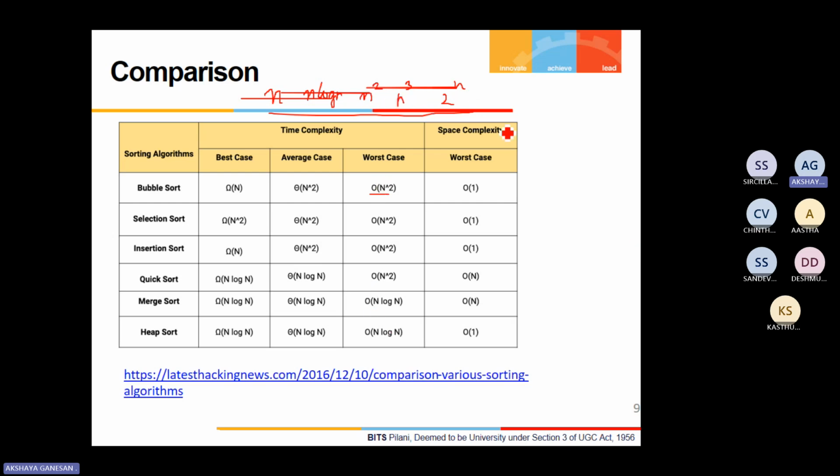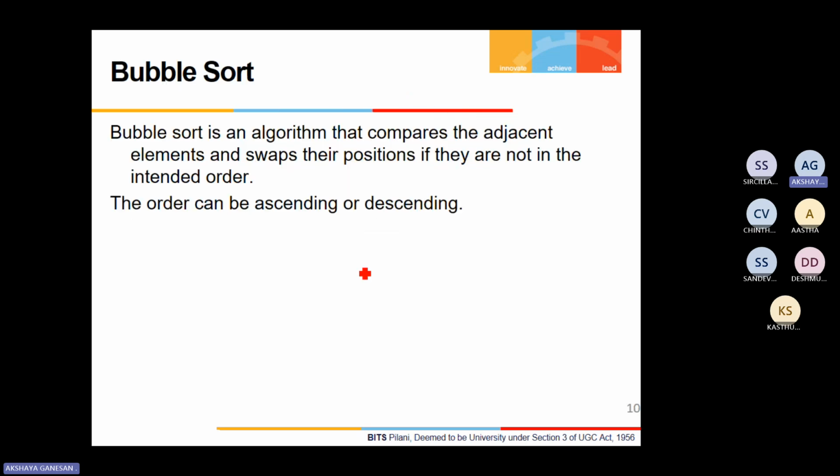Then n cube, then 2 power n. So this you have to remember or you have to learn. Otherwise, it's going to be difficult. I will come back to the computations, but this is just an understanding for you. Now let's start with bubble sort.